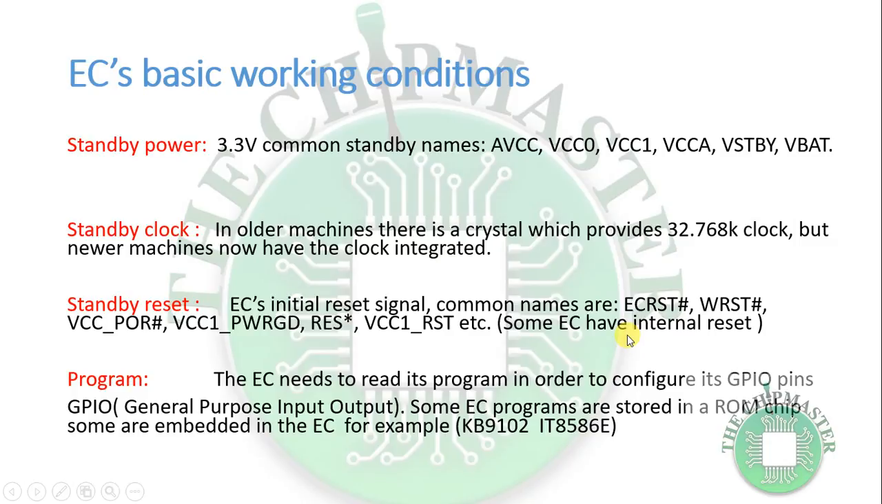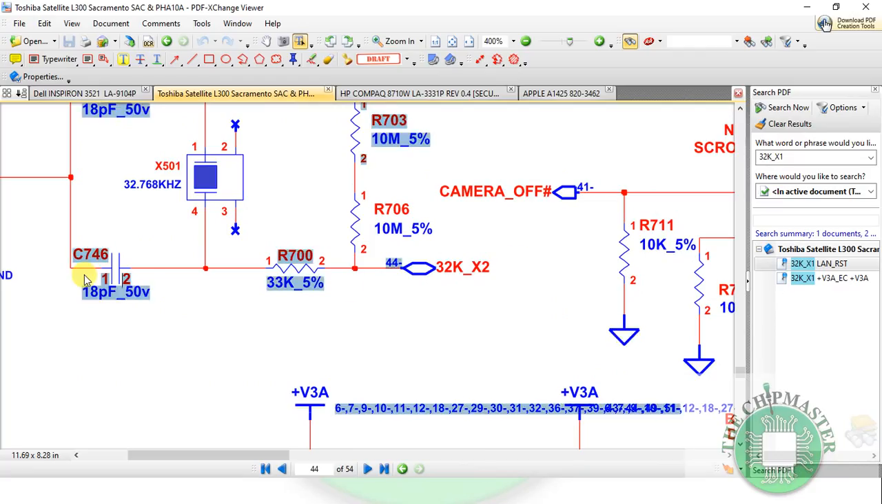So going back to the schematic, as you can see here, common EC names are ECRST. Let's search. Nope. Let's type in EC underscore RST. Nope.